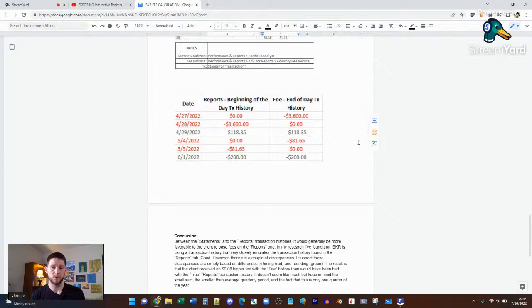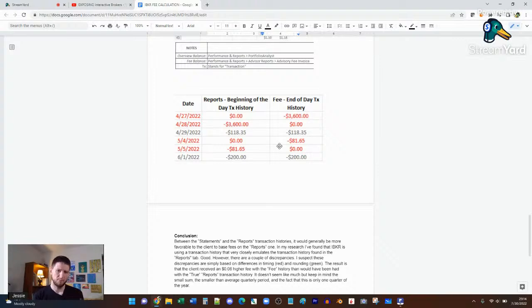So what you can see is that it's got 4 different transactions essentially. There's a $3,600 deposit here. There is a $118.35 here, $81.65 here, and $200 here. 2 of the 4 scenarios matched up perfectly. It's these 2 scenarios, the $3,600 and the $81.65, that are kind of off.